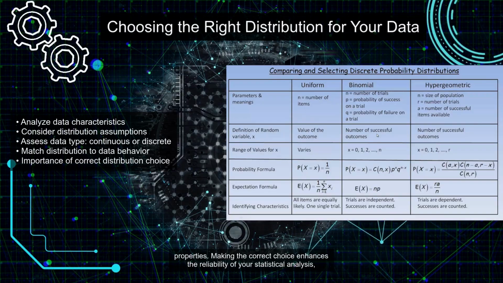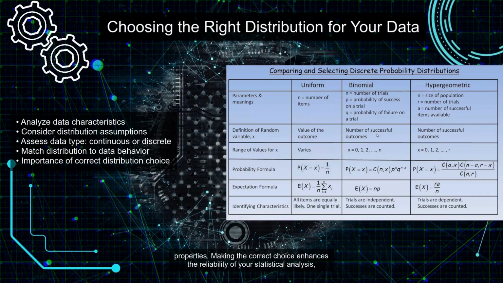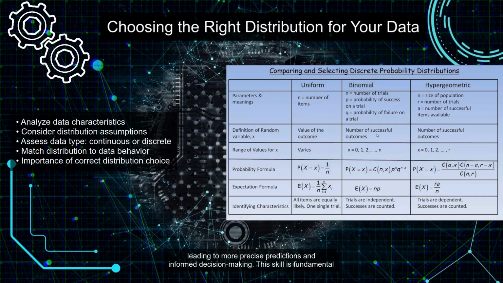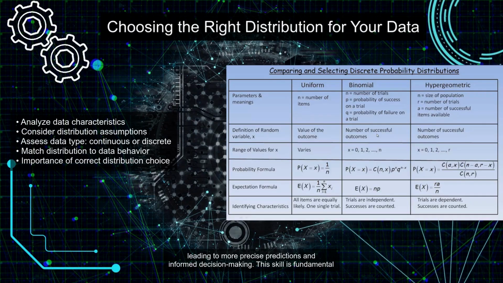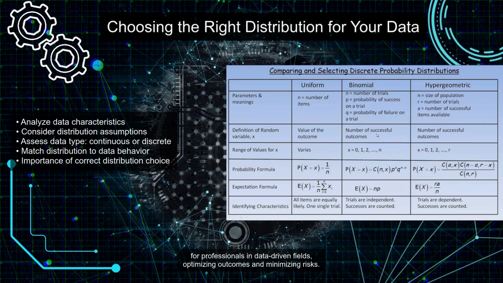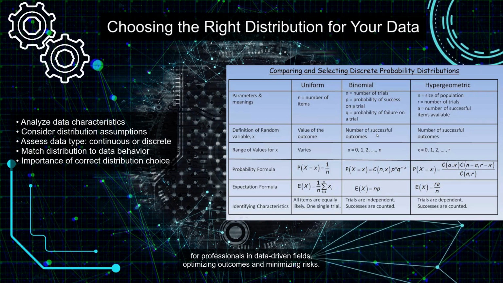Making the correct choice enhances the reliability of your statistical analysis, leading to more precise predictions and informed decision-making. This skill is fundamental for professionals in data-driven fields, optimizing outcomes and minimizing risks.